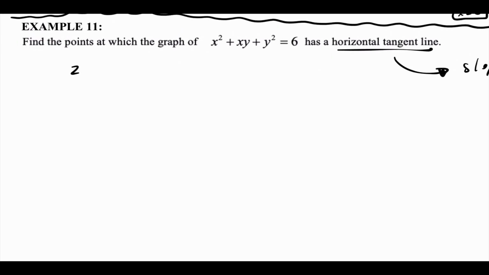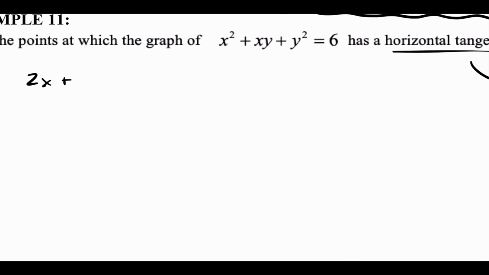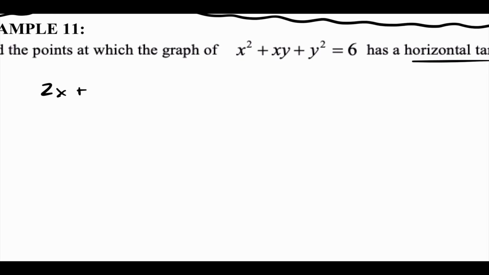So the derivative is 2x plus, then I have xy, x times y. So I have to use the product rule. So first times the derivative of the second plus the derivative of the first times the second. And then the derivative of y squared is 2y dy/dx. And then the derivative of positive 6 is just 0.